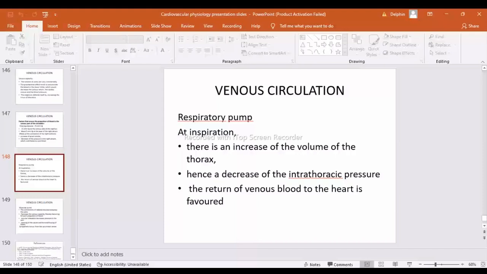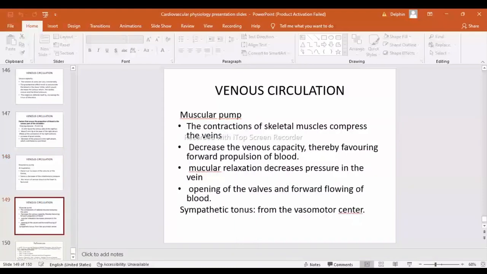And we have also the muscular pump. The contraction of skeletal muscle compresses the veins, decreasing the venous capacity, thereby favoring forward propulsion of blood. Muscular relaxation decreases pressure in the vein, opening the valve and allowing the forward flowing of blood. And finally, the effect of the vasomotor center to enhance vascular tonus. Okay?